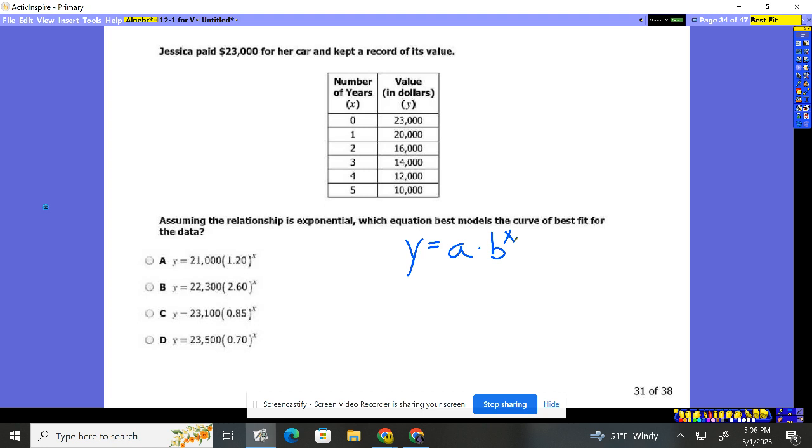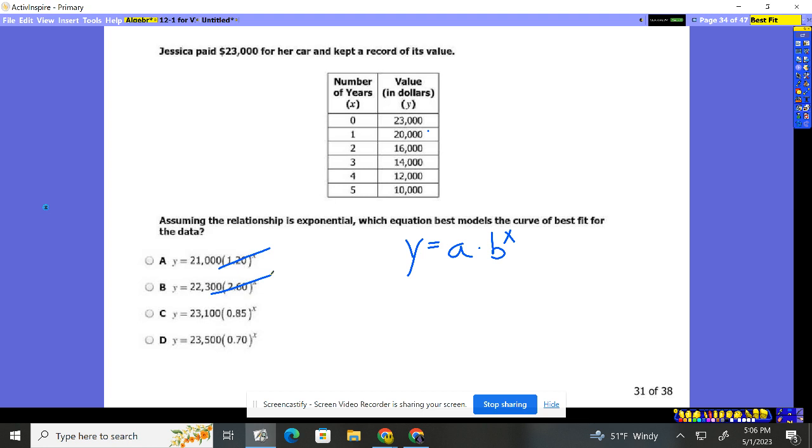So, first of all, we can see the price is doing what? It's decreasing. So I know it's not going up by 120%, nor 200%. Those are out. It's either C or D. So it's basically decreasing by about 15% or by about 30%. So let's figure out what's going on here.